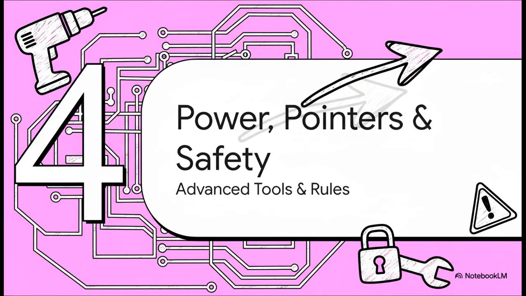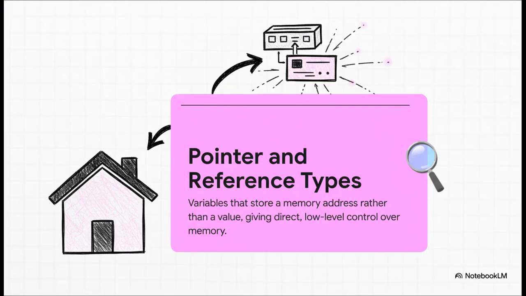All right, now we're getting to the heavy machinery of the toolbox. Things like pointers. These are incredibly powerful. They give you amazing performance and control, but you absolutely have to know the safety rules before you use them. So, what exactly is a pointer? Well, instead of holding a value itself, like the number 5, a pointer holds the memory address where the number 5 is stored. It's like having the address to a house instead of the house itself.